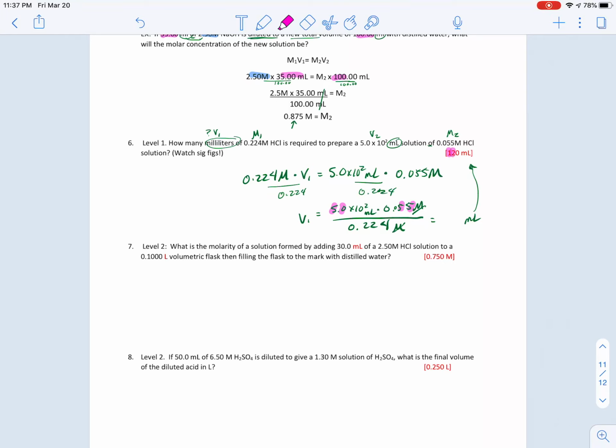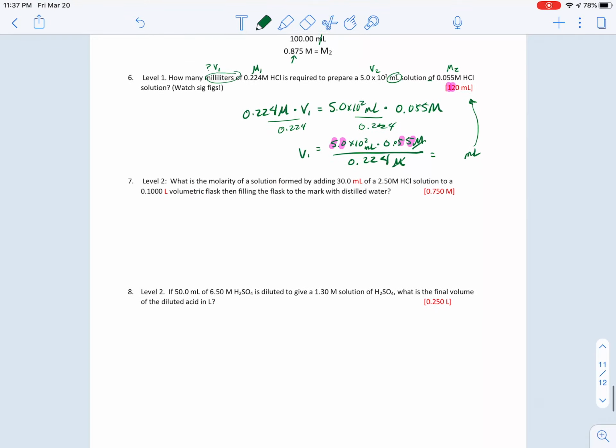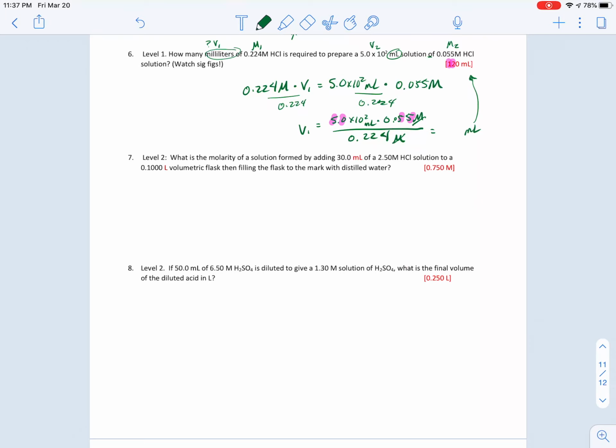The reason it's 2 sig figs is because I have 1, 2 right there. Either way, 2 sig figs. And hopefully you remember how I said how to write that with scientific notation if you needed to.